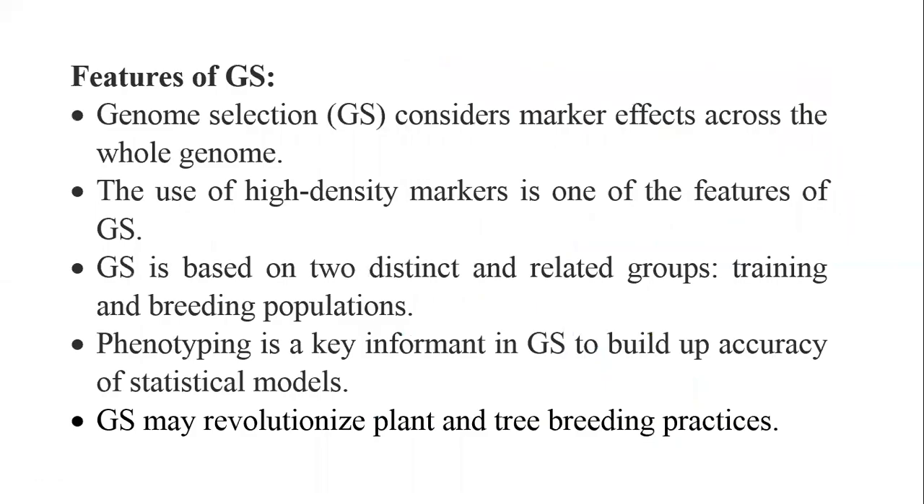Now what are the features of genomic selection? It considers the marker effects across the whole genome. The use of high density markers is one of the features of genomic selection. It is based on two distinct and related groups, the training and breeding population. The phenotyping is key information in GS to build up accuracy of the statistical model. This is for the training population.